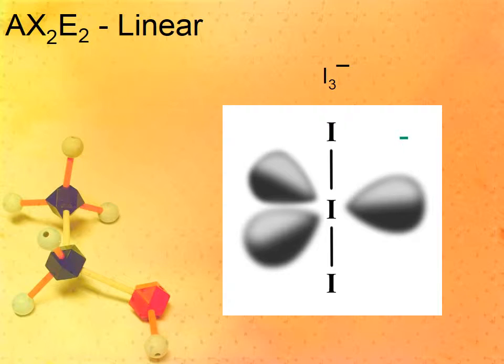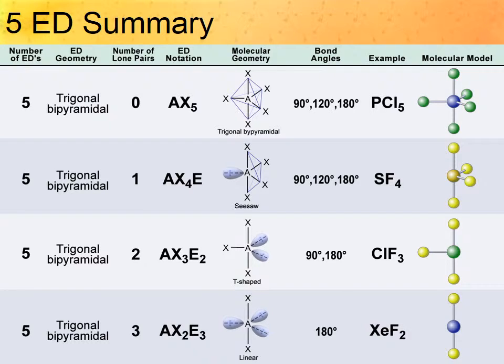The example of a linear trigonal bipyramidal structure is this ion of iodine with 3 atoms of iodine. And as you can see, the 3 lone pairs are at the equatorial plane, and the 3 iodines are in a line with each other. This table does a very good job of illustrating all the various types of 5 electron domain structures. You can use this as a reference.